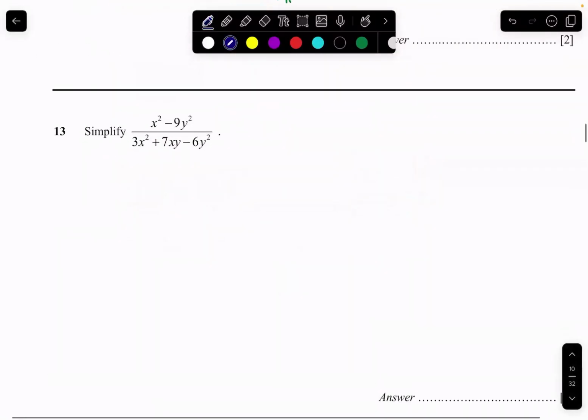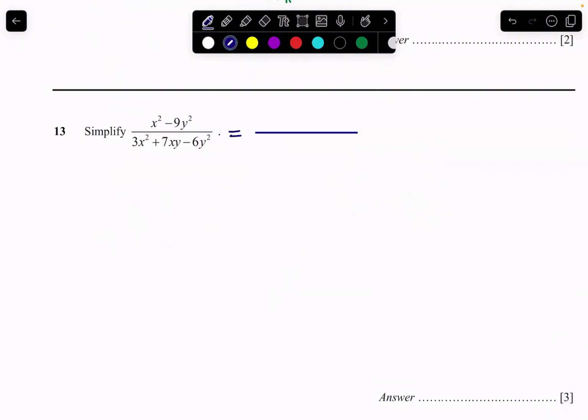Okay, next question. Simplify x squared minus 9y squared over 3x squared plus 7xy minus 6y squared. This one is very straightforward. The top is 2 terms, so that will be x plus 3y, x minus 3y, over 3x squared plus 7xy minus 6y squared. Now we know for sure that the bottom can also break down into brackets, and it probably will have something to do with x and 3y on one side, whether it's plus or not, I'm not so sure. But the other side will be what? Will be 3x and 2y.